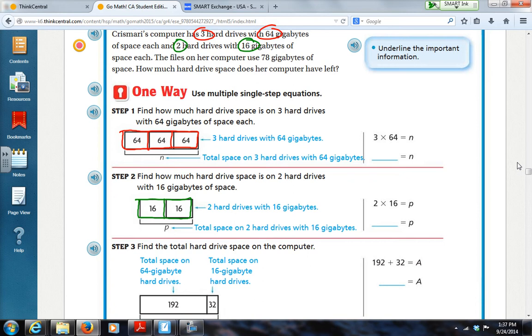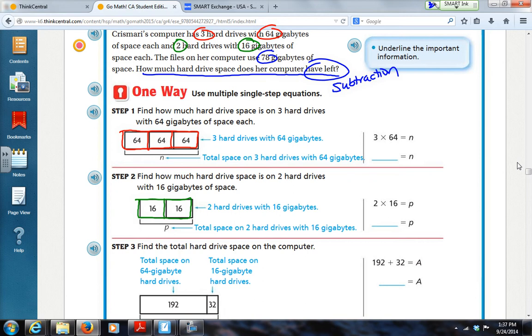But I still have another problem, right? I have a third problem. It tells me the files on her computer use 78 gigabytes of space. How much hard drive space does her computer have left? So I've got to figure out how much total gigabytes I have. And then I need to do what to figure that out? It tells me how much have left. What does have left tell me to do, Terry? To subtract, okay? So I know this is going to be a subtraction problem. Good. All right. So let's solve the first 2 problems.